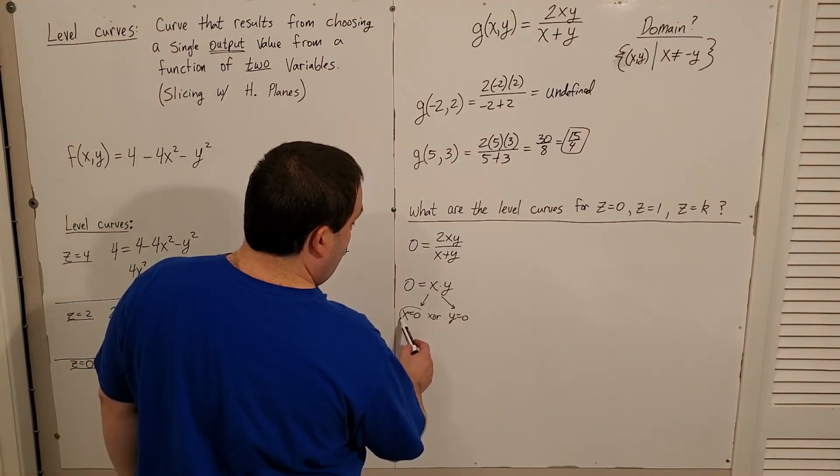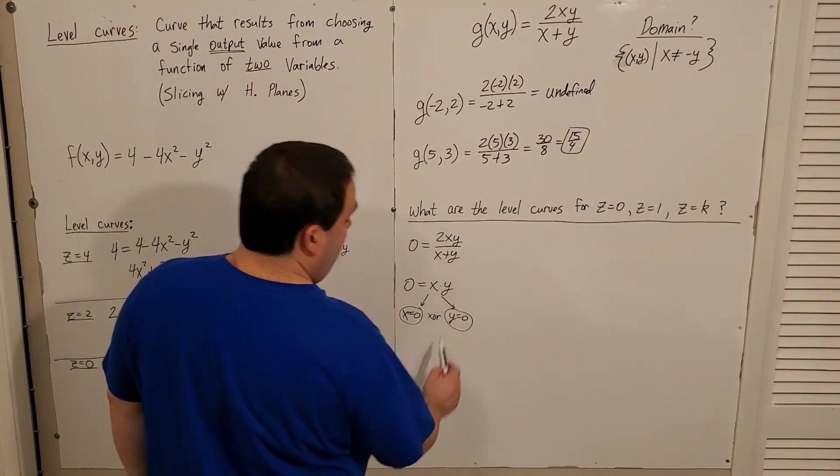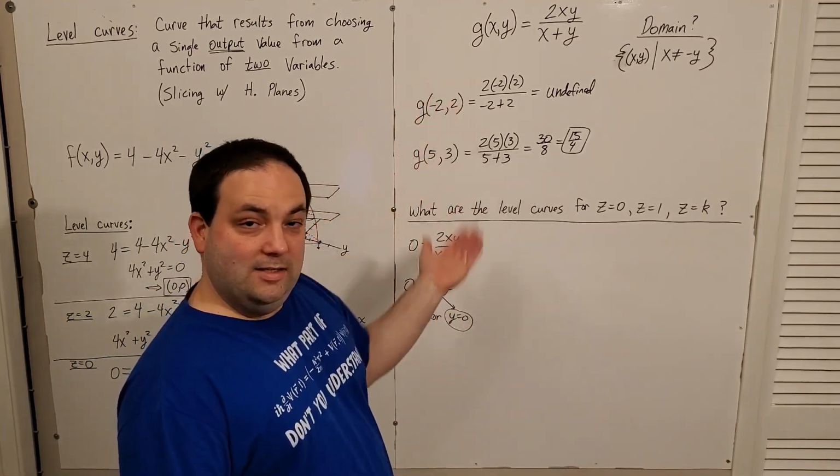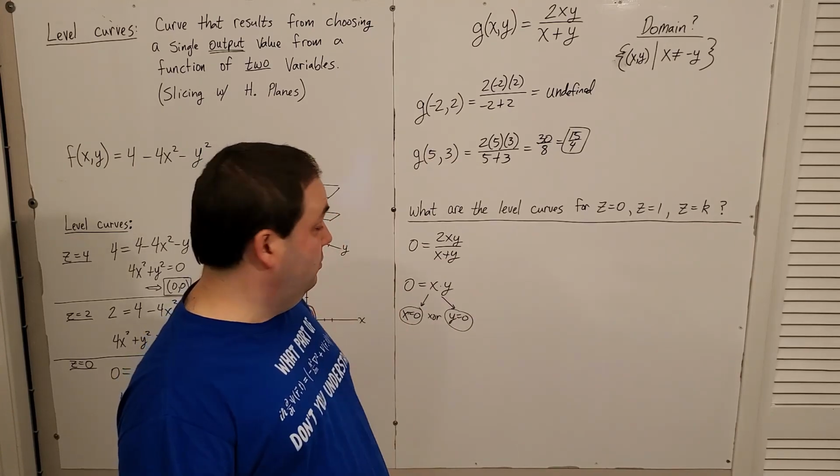Okay, so that's the level curve. If I were graphing this level curve right here, I would have the axes basically as my first two level curves there.